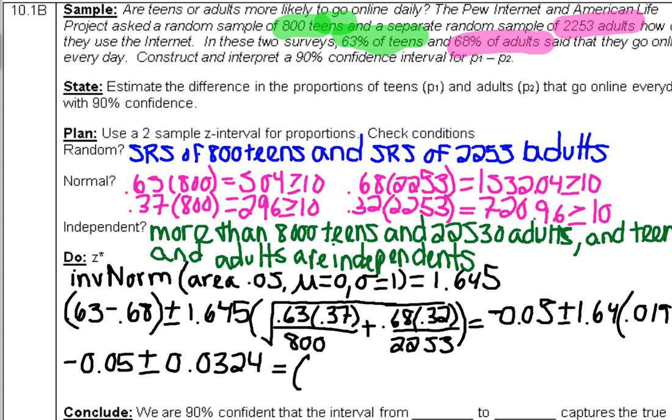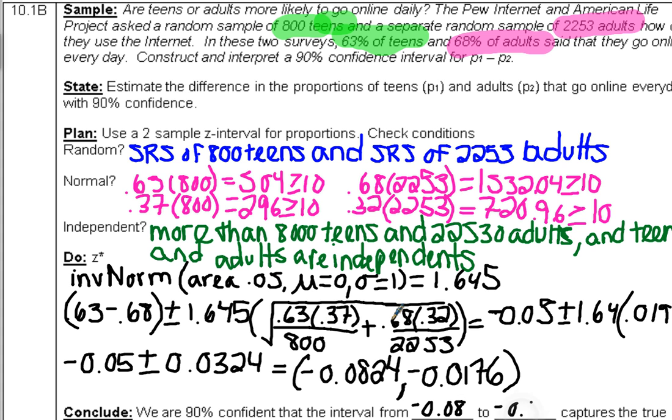So I'm going to do the negative 0.05 minus this value, so this is going to give me my lowest value, which is negative 0.0824. And then I'm going to go to my higher value, so I'm taking the negative 0.05 and adding the 0.0324, which is going to give me a negative 0.0176. And so now we have our values, so we are 90% confident that the interval from negative 0.08 to negative 0.02 captures the true difference in the proportion of teens and the proportion of adults that go online every day.